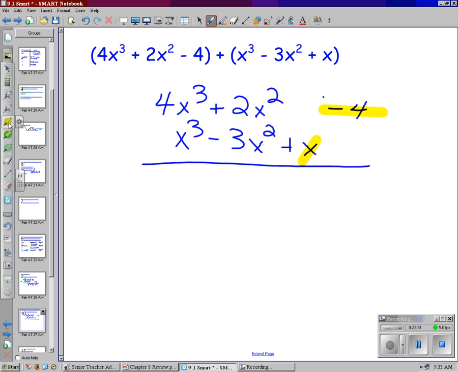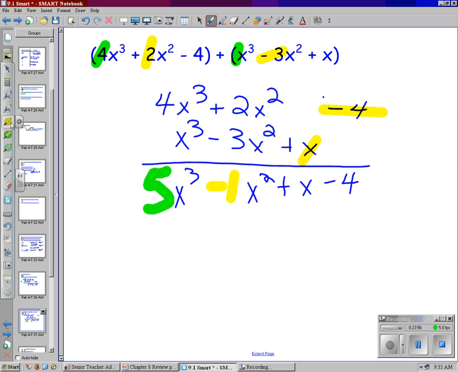Do you have to go vertically? No, you don't. Some of you could probably look up here and go 4 plus 1, I know that I'm going to get 5x to the third. And then you could probably look and say 2 and negative 3 gives me negative 1, so I got negative 1x squared here. Plus, then I've got an x and my minus 4. I now have a new polynomial as my answer. I added 2 trinomials together and came up with a polynomial, and that answer is correct up there.